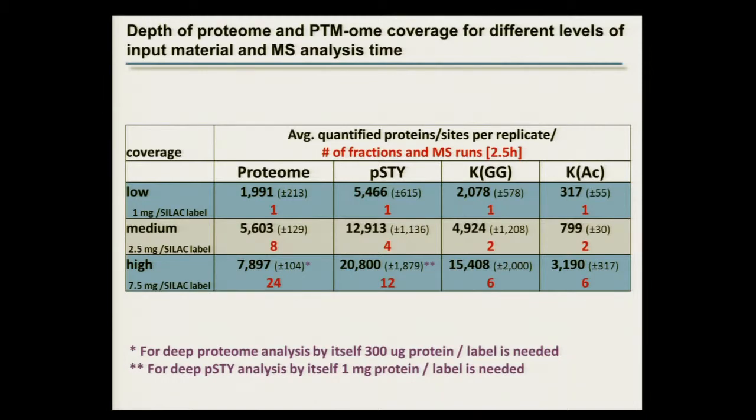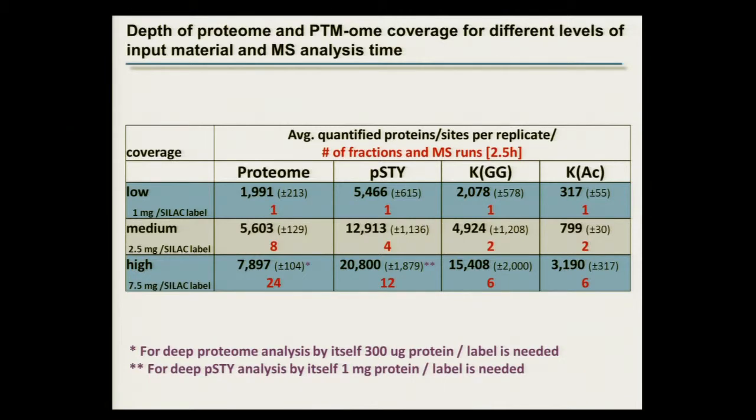which can be interesting. And also for medium coverage with 4 fractions and 2 fractions on phospho and KGG, you still get pretty decent numbers, more than 10,000 sites on phosphorylation level, or almost 5,000 sites on KGG level. And what I was really excited about is that with a single injection of 2.5 hours, we can now get a phosphoproteome analysis of 5,500 phosphosites.